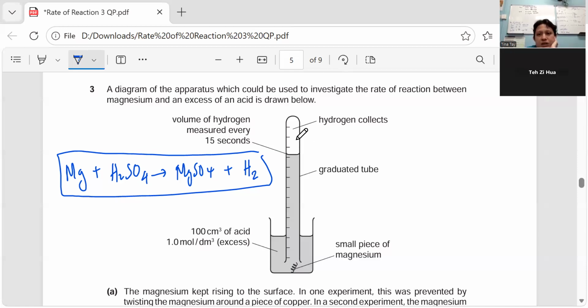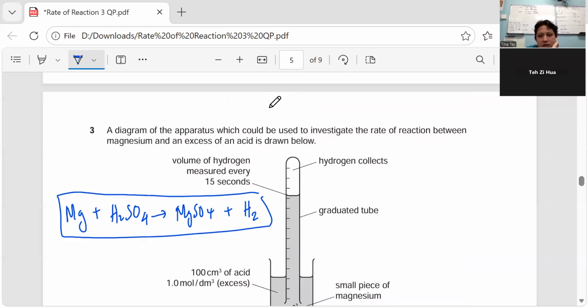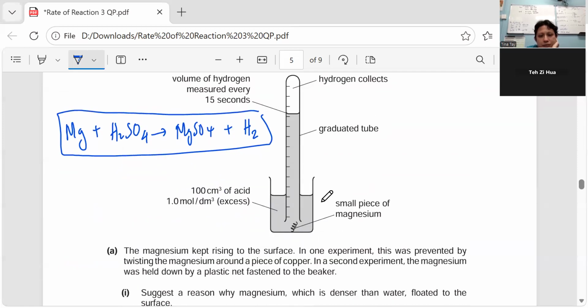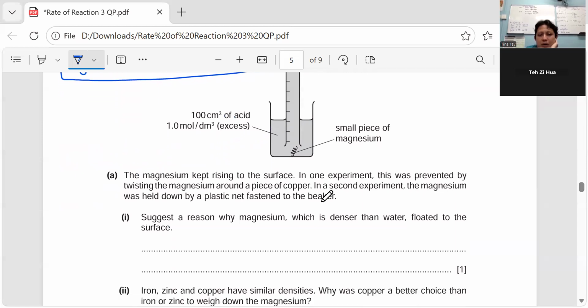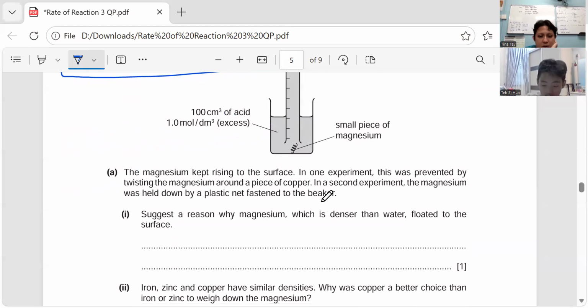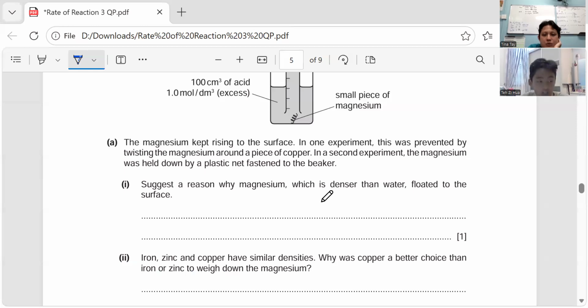Volume of hydrogen is measured every 15 seconds. The magnesium kept rising to the surface in one experiment. This was prevented by twisting magnesium around a piece of copper. In the second experiment, the magnesium was held down by a plastic net fastened to the beaker. Suggest why magnesium, which is denser than water, floated.